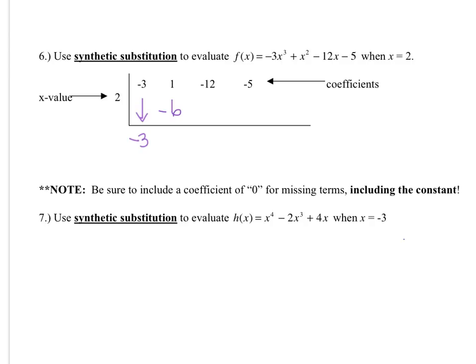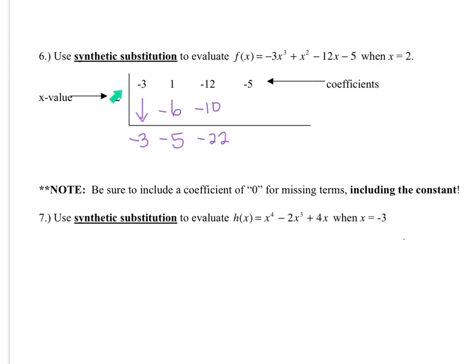And now you're going to add the two numbers that we see. So you're going to add 1 plus negative 6. And that number is going to go below the line. So when I add 1 and negative 6, I'm going to have negative 5. And I'm going to do that same process again. I'm going to take 2 times negative 5, which is negative 10. And I'm going to put that underneath the next number, which is negative 12. And then I'm going to add negative 12 and negative 10. And that'll give me negative 22.